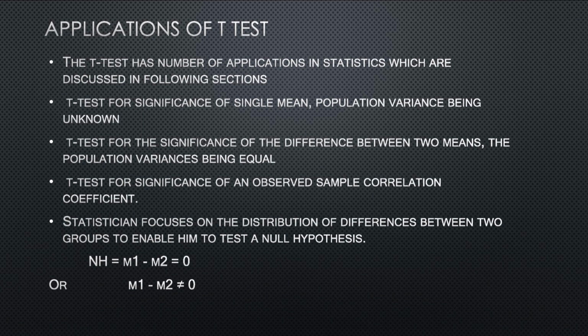The statistician focuses on the distribution of differences between two groups to enable him to test a null hypothesis. NH: mu1 minus mu2 equal to 0, or alternatively mu1 minus mu2 not equal to 0.